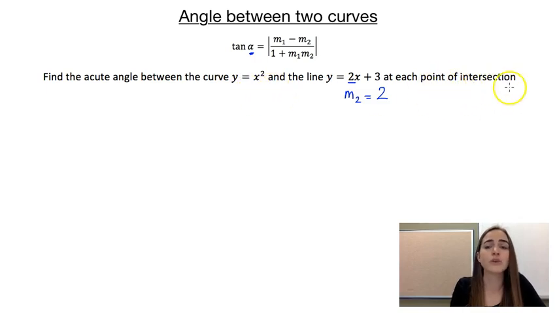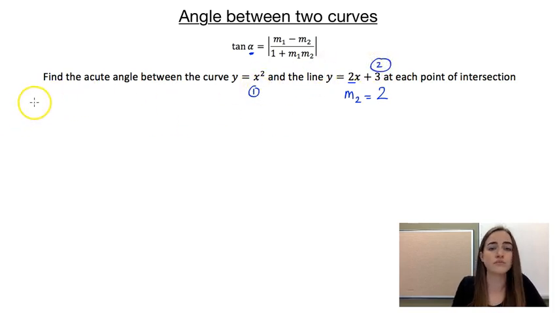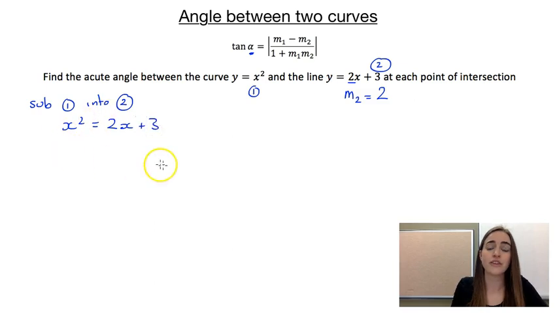First off, we're going to find our points of intersection. We're going to solve these two equations simultaneously. Let's call them equation 1 and equation 2. Let's substitute 1 into 2. If we substitute this x squared in where the y was, we'd have x squared equals 2x plus 3. Now we want to solve that for x. Let's bring everything over to the left-hand side, so we have x squared minus 2x minus 3 equals 0.